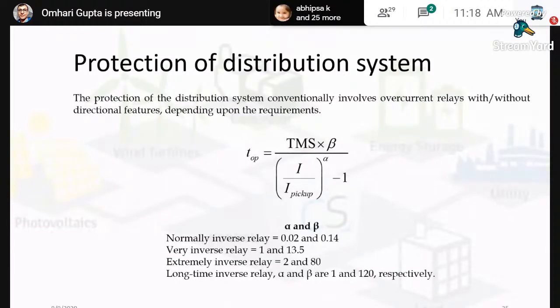The simple formula is there just to obtain the operating time. You may set it by altering this TMS. These alpha and beta will depend upon the characteristic which you want to have, and I is nothing but the current through the relay, and I pickup is the setting. With this you can obtain the operating time.